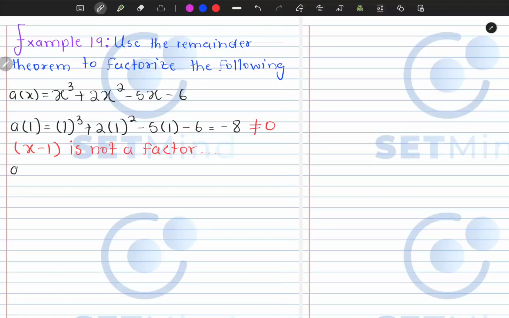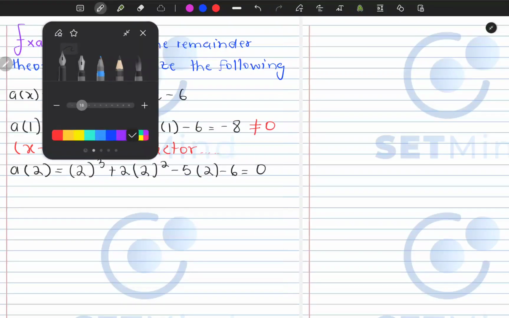I'm going to try, let's say, as an example, 2. So if we look carefully, we'll have 2 cubed plus 2 into 2 squared minus 5 into 2 minus 6. And if we quickly have a look at this, it will be 8 plus 8, which is, let me see, 16, and then minus 10. That will be 6. And then minus 6. That will give us 0.